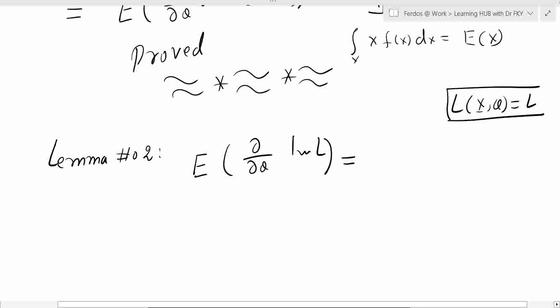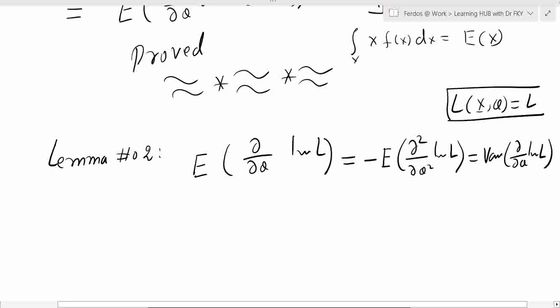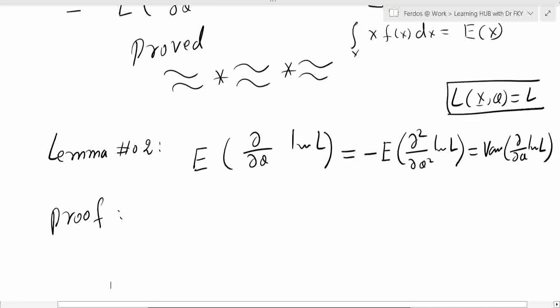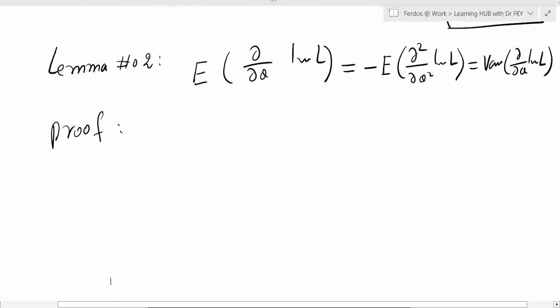This is equal to minus the expected value of the second partial derivative with respect to theta square of log, which is equal to the variance of the partial derivative with respect to theta of natural log of L. So I need to prove this now. Okay, prove. Now we can start from lemma 1. We have a result.